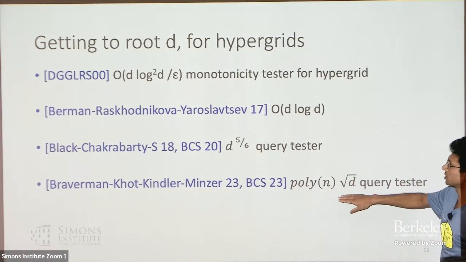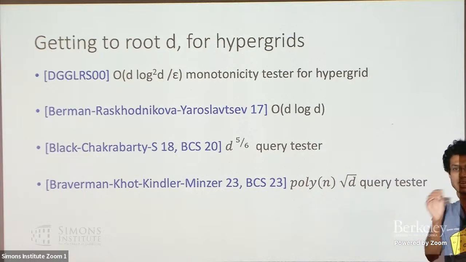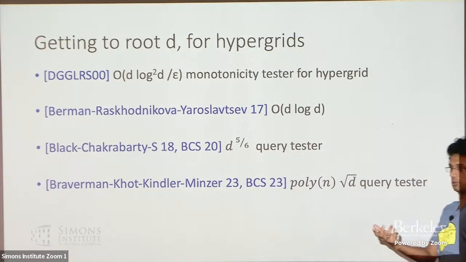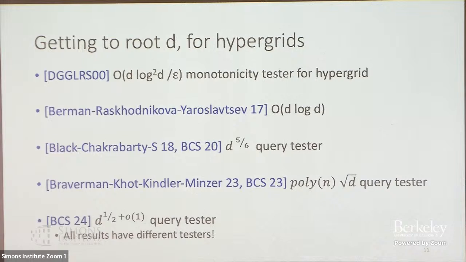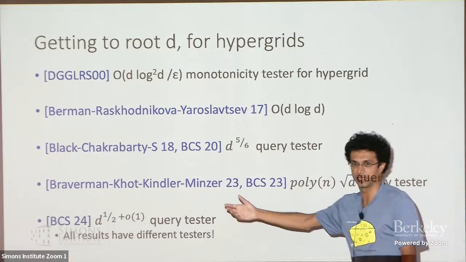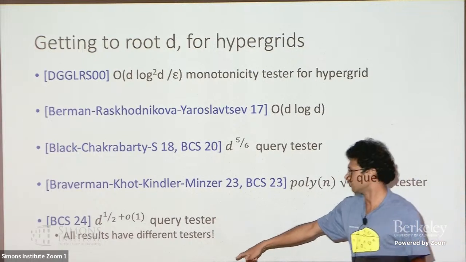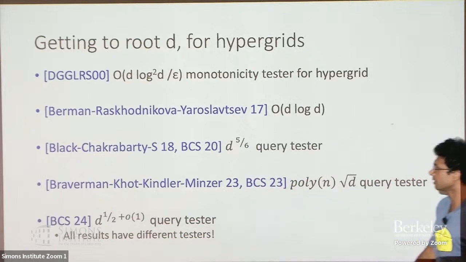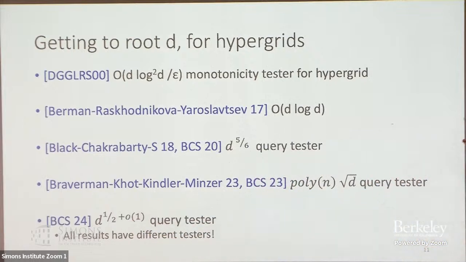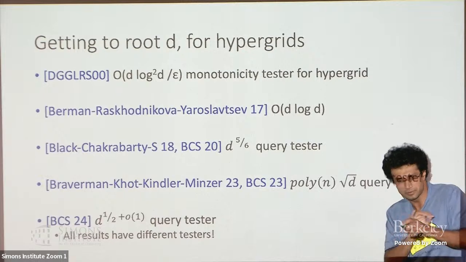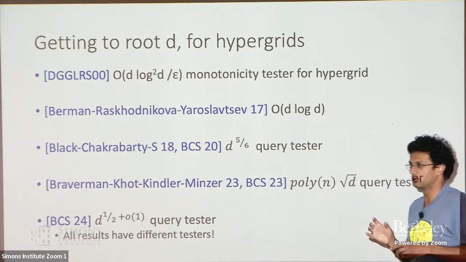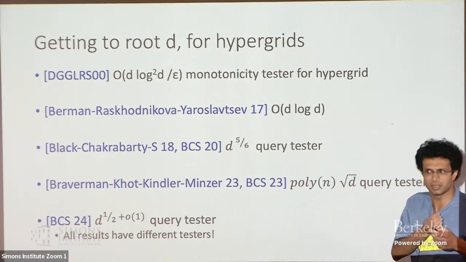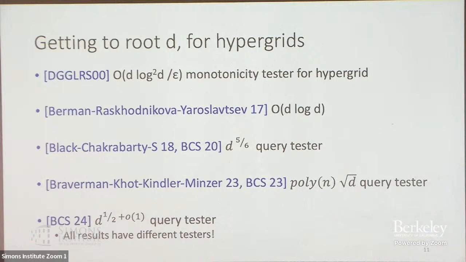Now, the reason why this was interesting, it was not clear that for any n greater than 2, whether you can actually get that root T bound. And most recently, we have essentially a root T tester. There's some annoying little o of 1 in the exponent. And what is kind of curious is all of these results actually have different testers. Although maybe they could all be the same, there are various differences in the testers. In the hypercube case, it's all basically the same.